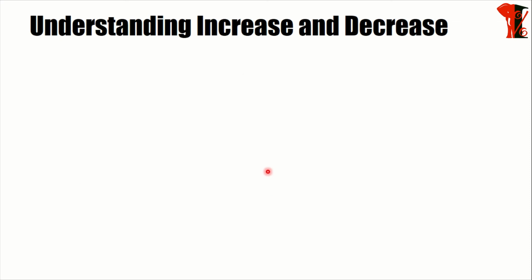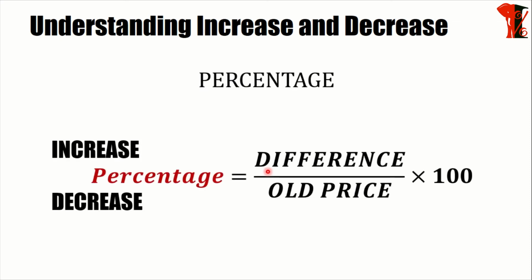Now let us work on the percentage. As you can see here, increase and decrease percentage are both expressed as difference by old price into 100. It doesn't matter what you are subtracting, but the thing you have to keep in mind is always the bigger price minus the smaller price, or the bigger cost minus the smaller cost. Then you divide it by the old price and multiply it by 100. That will give you the increase or the decrease percentage. It's a standard formula.